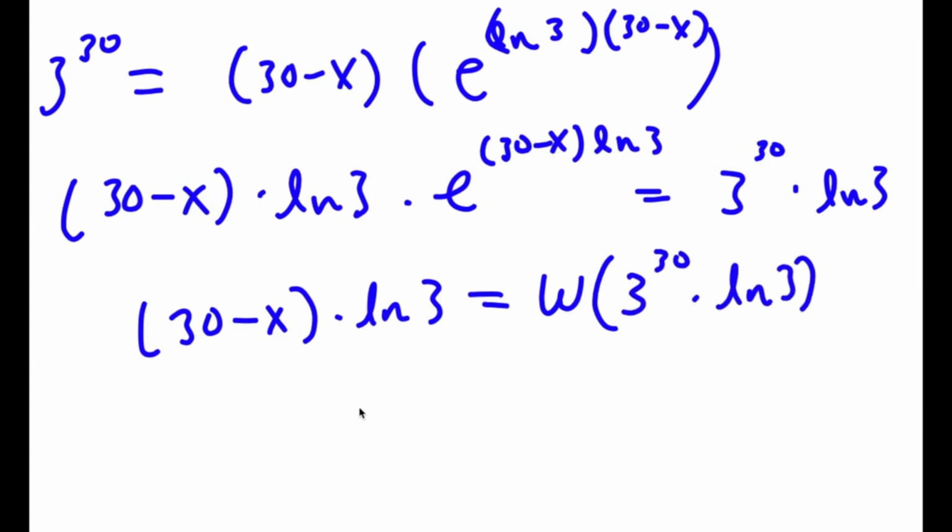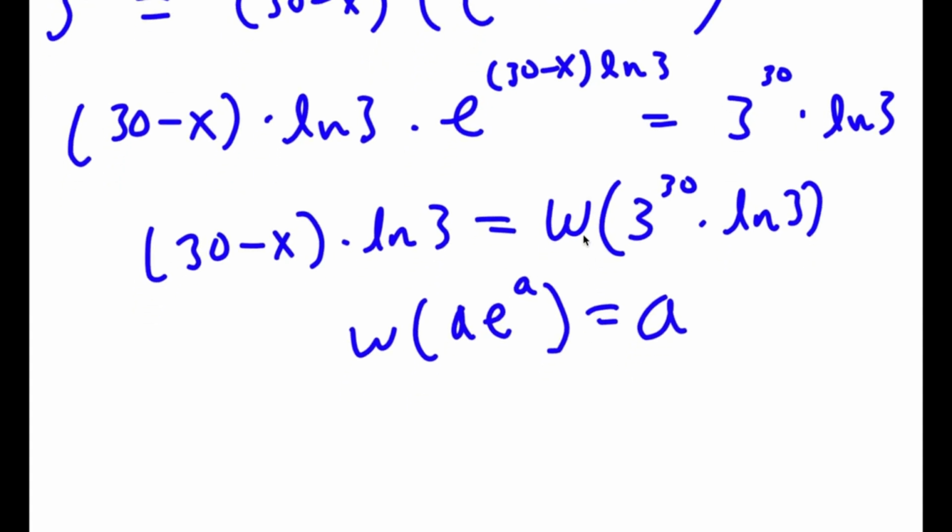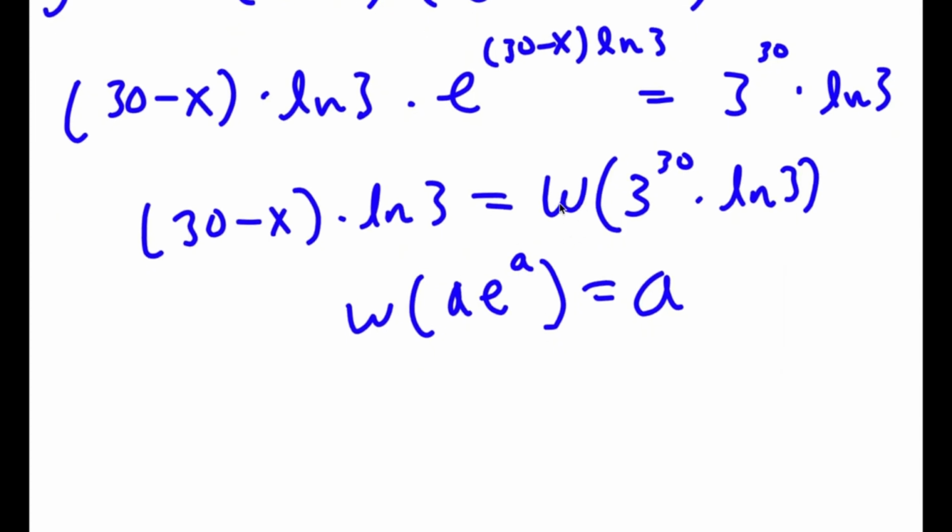And what the W Lambert function is: if I take the W Lambert function of something in the form a times e to the power of a, this is simply equal to a. So as you can see here, I'm taking the W Lambert function of 3 to the power of 30 times ln 3.